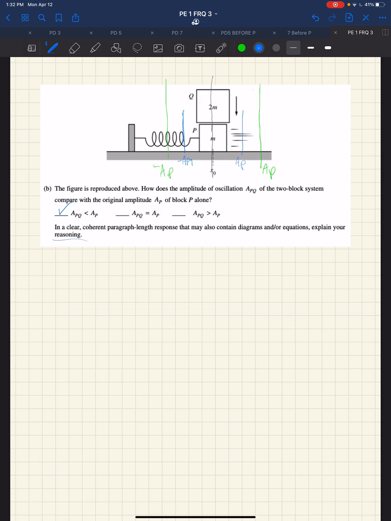Explain our reasoning. Why? Well, actually, I've done that a couple times already. So we can start out with some principles or some definitions. With an object in simple harmonic motion, the potential energy at AP equals the kinetic energy at XO and the potential energy at minus AP.